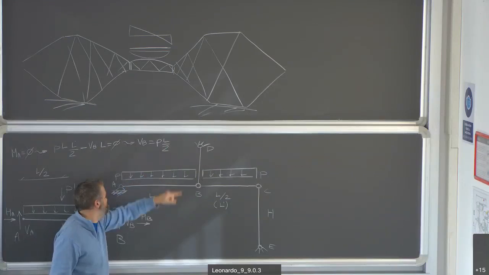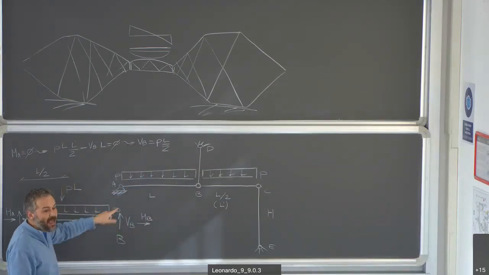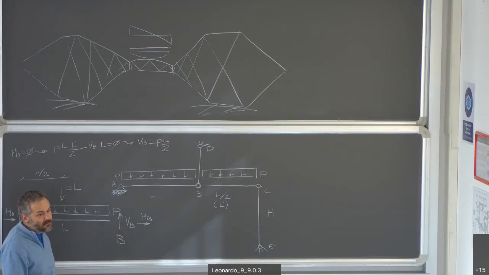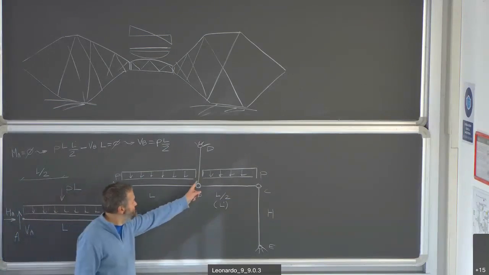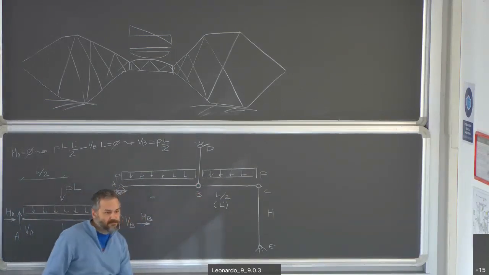Who supports beam AB at B? The hinge? The hinge which is connected to the tie, but it's also connected to C, which is connected to a tie. Yes. So the tie supports both this and this.